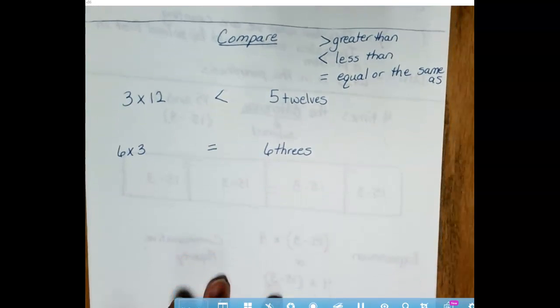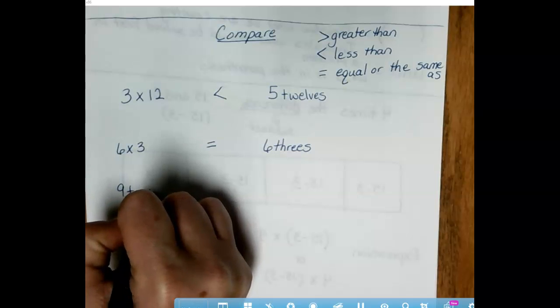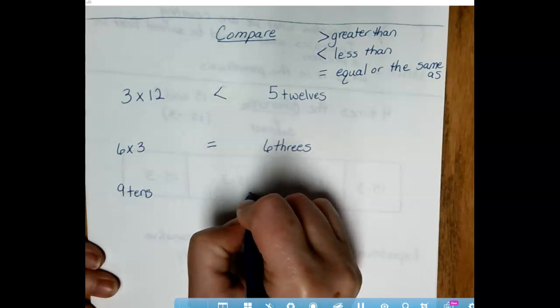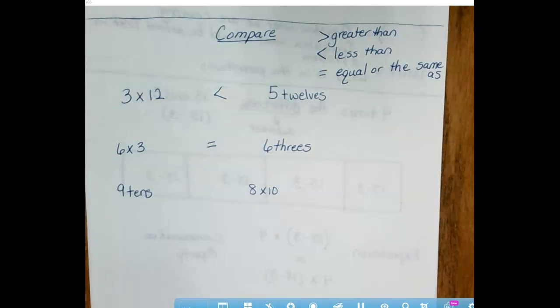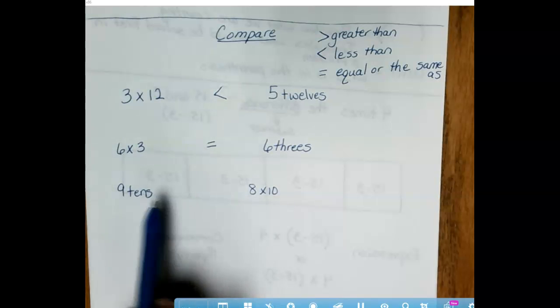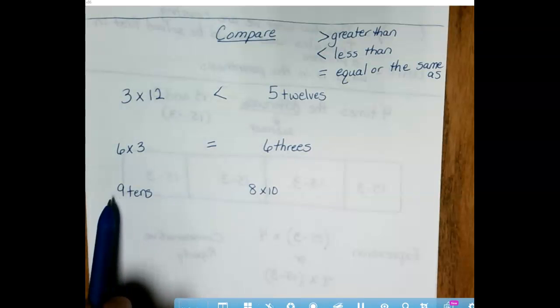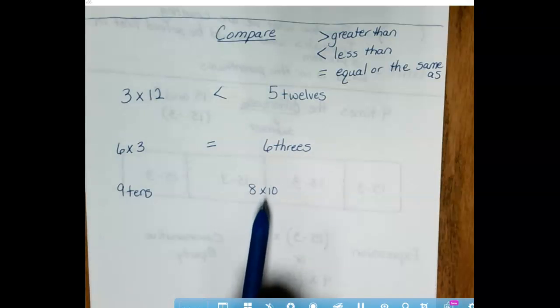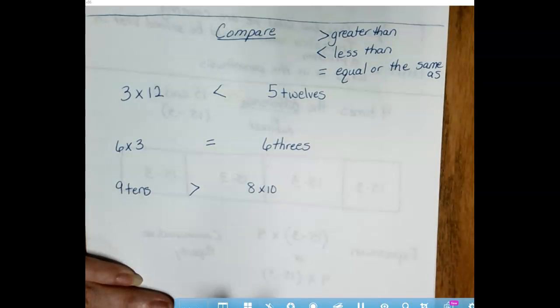Let's try one more. Nine tens and 8 times 10. Both are multiplying groups of 10. 10 is being multiplied by 9 over here and by 8 over here. Which is greater? You're right, 9 tens is greater than 8 times 10.